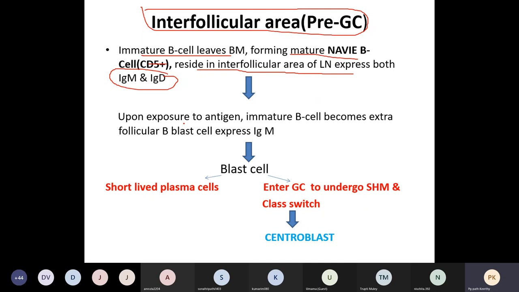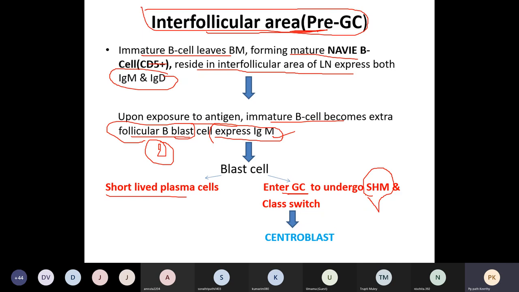Then same, upon exposure, they become extrafollicular blast and they express the IgM. So that was your story. When it got exposed to this antigen, it has become your follicular blast cells, which is happening in the pre-GC area. Correct? Then it will express IgM. So this follicular blast has two fates. One, it can become short-lived plasma cells, form the antibodies and die off. Or it can enter your germinal center and undergo what? I assume all of you know what is somatic hypermutation and switching of the immunoglobulin, and it will form your centroblast. That's what I told, no? Okay. So we'll come back again.